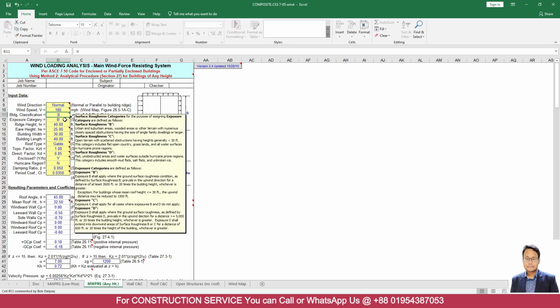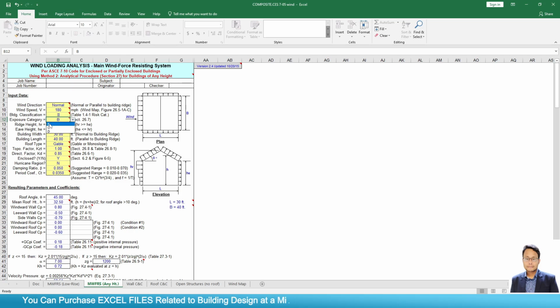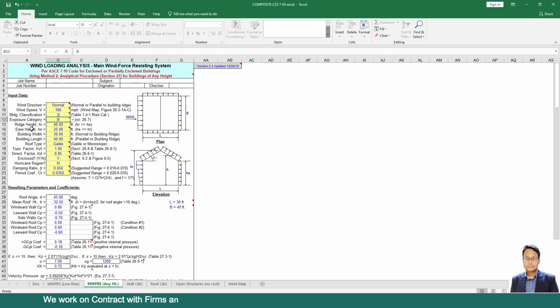Building classification, which is 2, and exposure type. If your structure is under exposure category A, in ETABS you have to consider exposure category B. If your structure is under exposure category B, in that case you have to consider C here. If your structure is under exposure category C, you have to consider D in this Excel sheet and also in ETABS, right? So our structure is under exposure category A, so here I am considering exposure category B. Hope you can understand this.